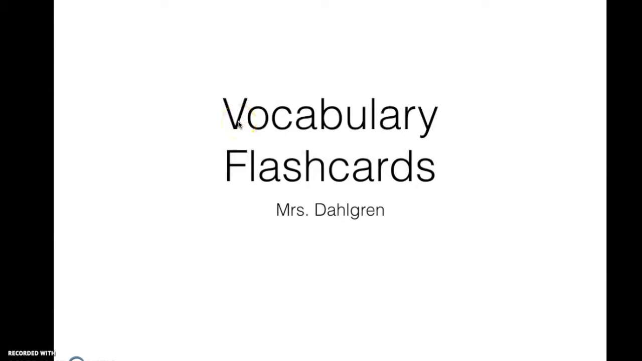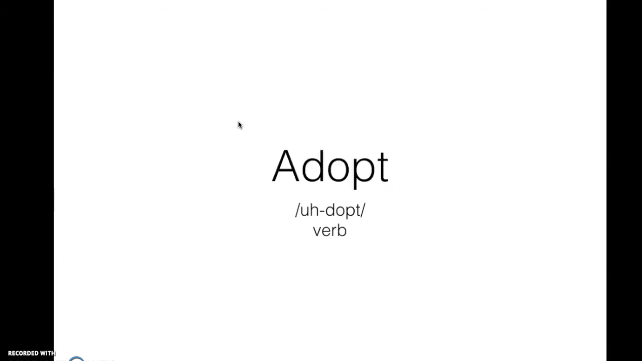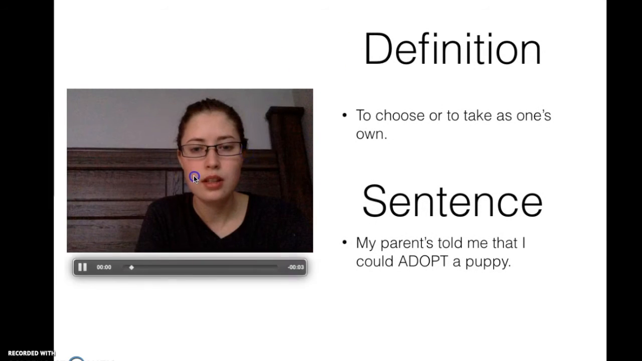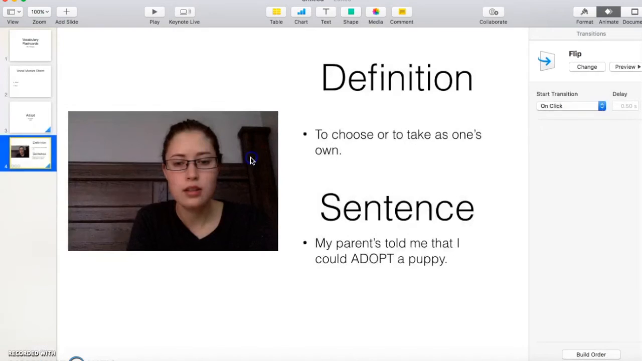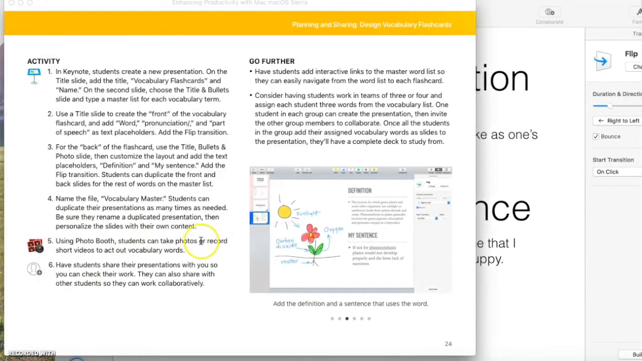So vocabulary flashcards by Mrs. Dahlgren. Then you'd have the vocab master sheet. And there's the first word, and it'll flip over to the definition. And then you can push play on that. Oops. And then you should be good to go. So let's look at what the last part is.